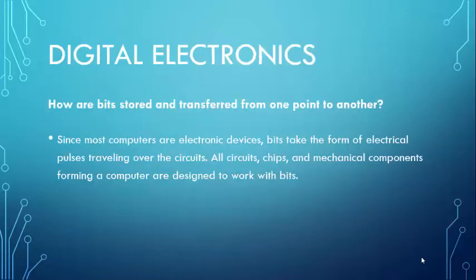Digital electronics. How are bits stored and transferred from one point to another? Storage is either via electronic switches or electronic charges. Electronic switches are either on or off, while charging devices are either charged or discharged. One of the two states is identified as 0 while the other is 1. Since most computers are electronic devices, bits take the form of electrical pulses traveling over circuits. All circuits, chips, and mechanical components forming a computer are designed to work with bits.